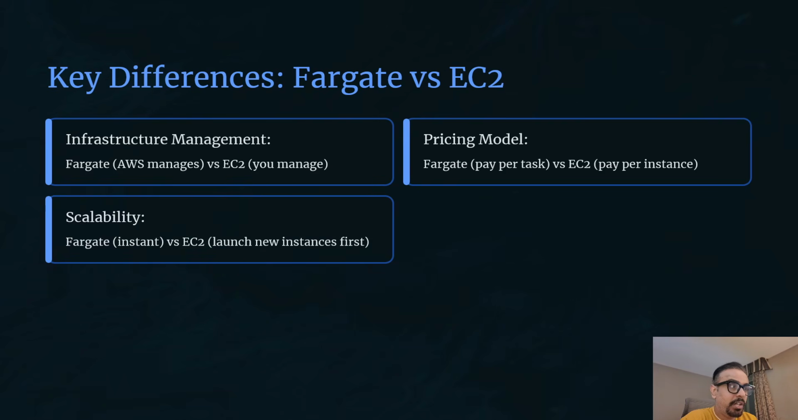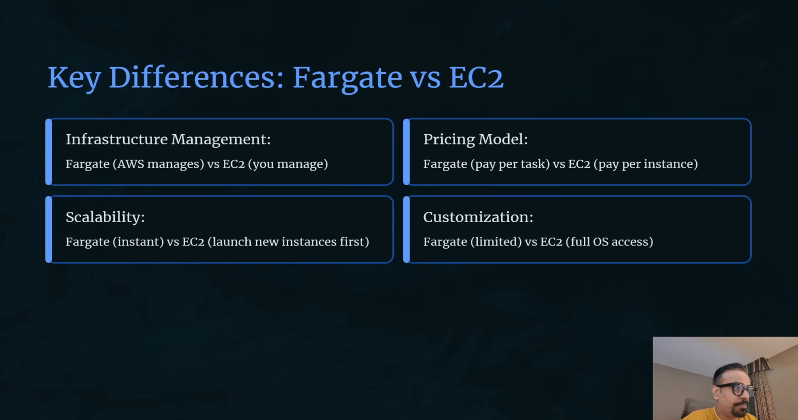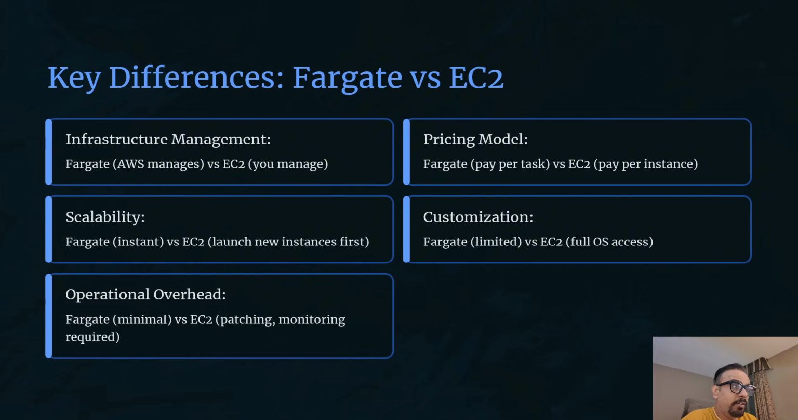From the scalability perspective, Fargate scales instantly. Just launch more tasks based on the incoming traffic. EC2 requires launching a new instance first, which takes minutes. However, if the EC2 instance already has spare capacity, the task starts immediately on it. Customization. With Fargate, you can't access the host operating system or install custom software outside your container. EC2 gives you full root access to do anything. Now the operational overhead. Fargate has almost no operational overhead. AWS handles the patching and maintenance for you, but EC2 requires you to keep instances updated and healthy on your own.